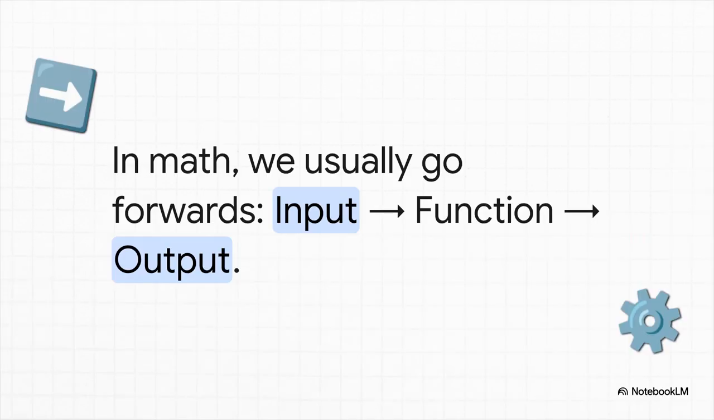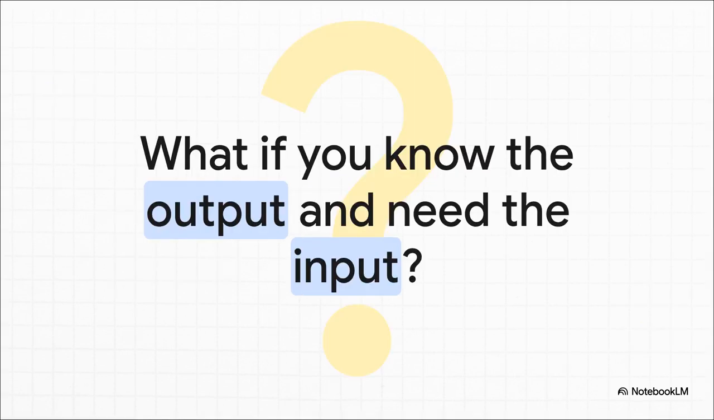Normally, math is a one-way street, right? Think of it like a coffee machine. You put in the coffee grounds, that's your input. You press a button, and the machine does its thing, that's the function, and then you get a delicious cup of coffee. That's your output. Simple. Input, process, output. But what if you worked the other way?